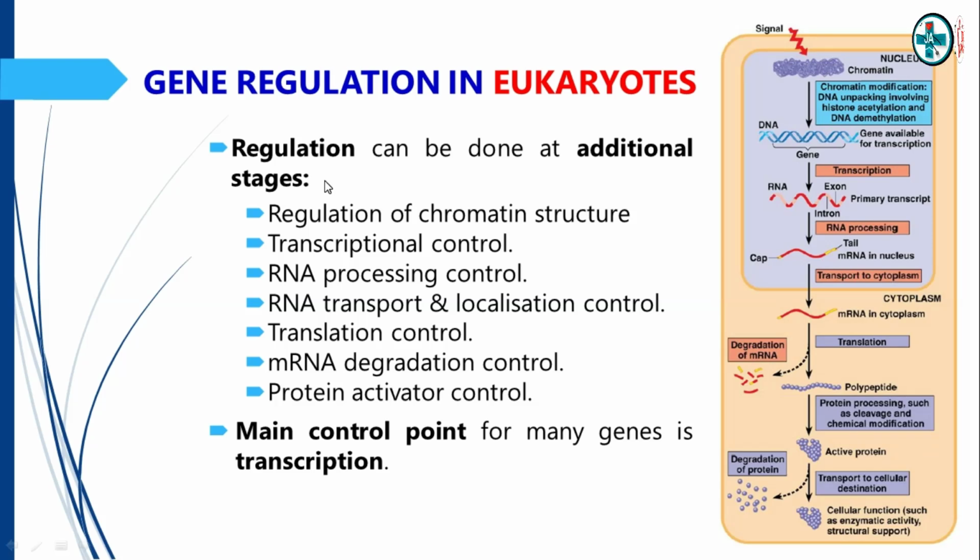Eukaryotic gene expression is regulated at many stages, right from the chromatin structure to the protein activation control. These steps include regulation of chromatin structure, transcription control, RNA processing control, RNA transport and localization control, translation control, messenger RNA degradation control, and protein activation control. Although all the stages of gene expression can be regulated, the main control point for many genes is transcription here also. So with this I conclude my lecture.